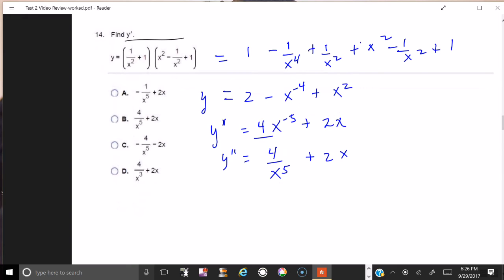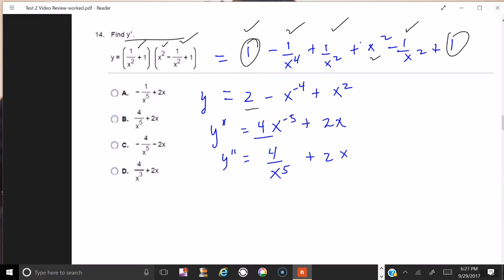I found that the easiest way is to multiply everything out first. And I get 1 over x squared times x squared is 1. 1 over x squared times minus 1 over x squared is minus 1 over x to the 4th. 1 over x squared times 1 is 1 over x squared. And then 1 times x squared is x squared. 1 times minus 1 over x squared is minus 1 over x squared. And then finally 1 times 1 is 1. So combining terms, we get 2.